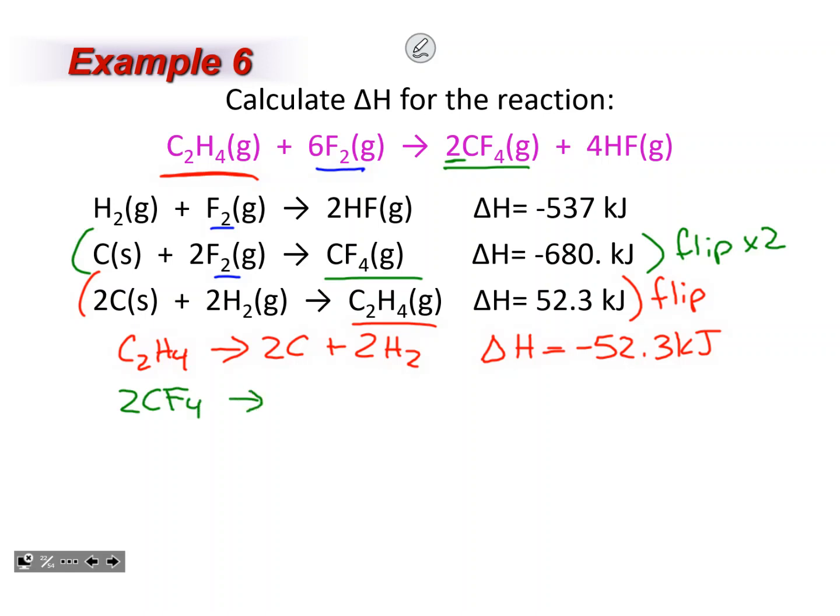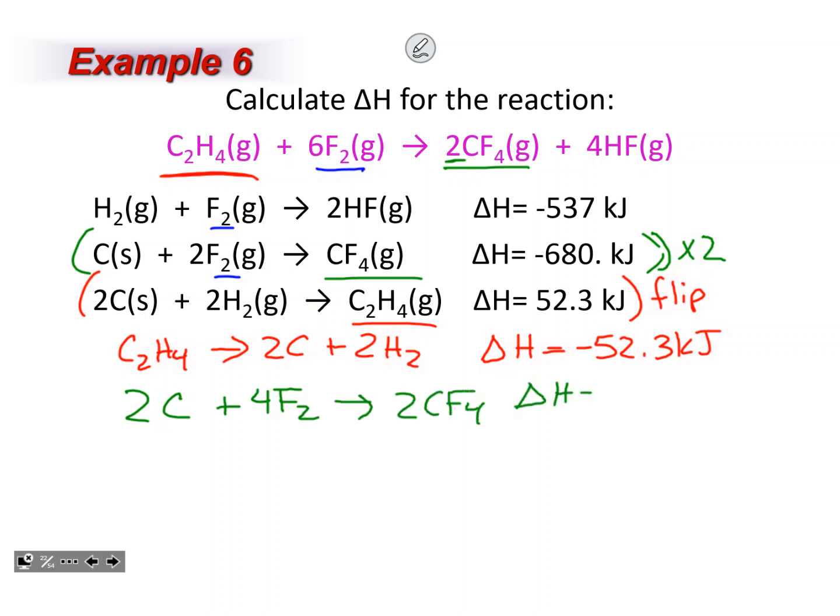Oh wait, sorry, you're right. I'm not needing to flip that one. It is already on the product side. Thank you. Okay, so I just need to multiply by 2 then. Thank you for correcting that. Okay, so just multiply by 2, we need 2C plus 4F2 gives us 2CF4. And multiply by 2, this is going to be negative 1360 kilojoules.